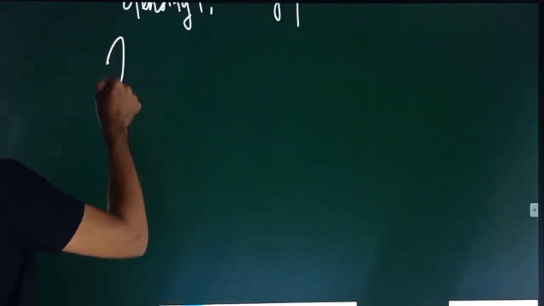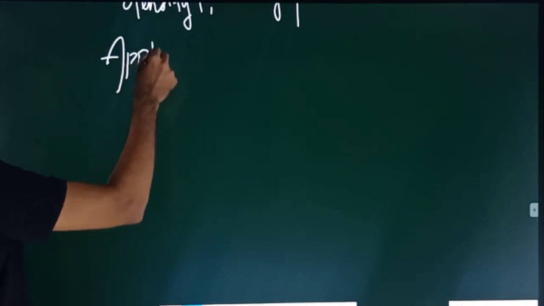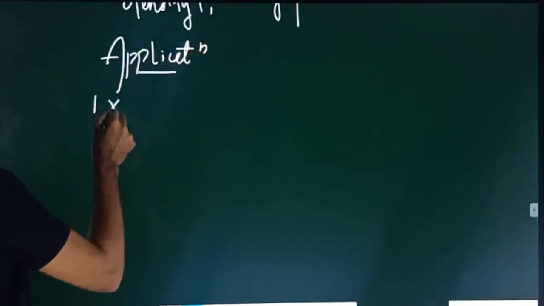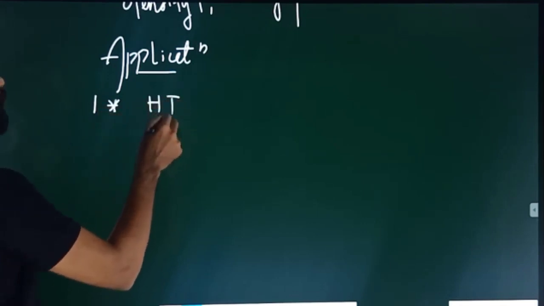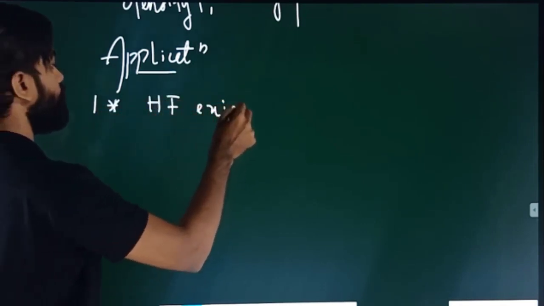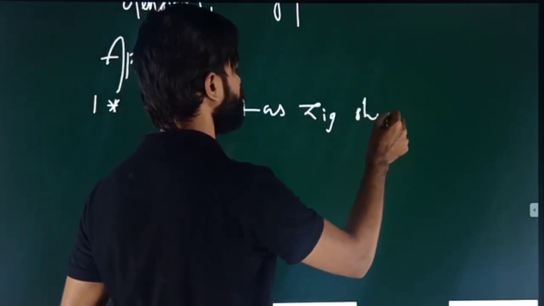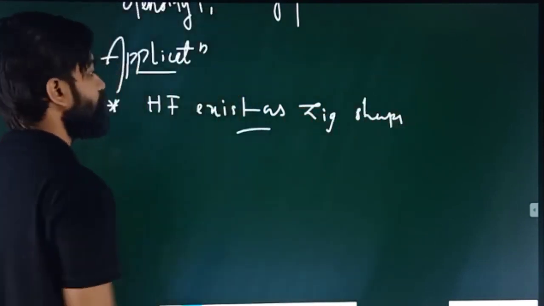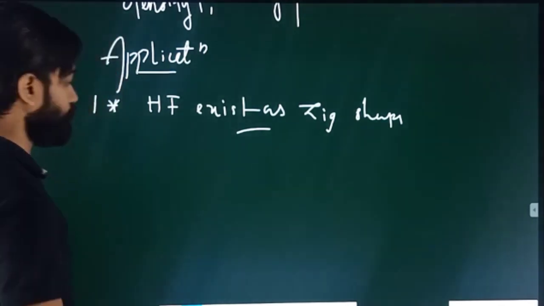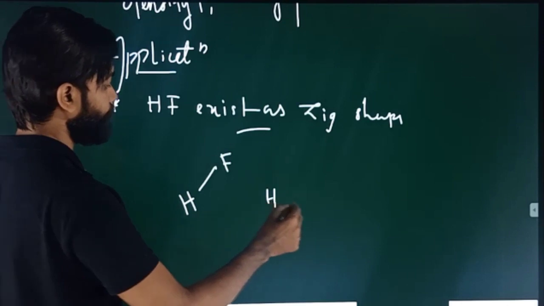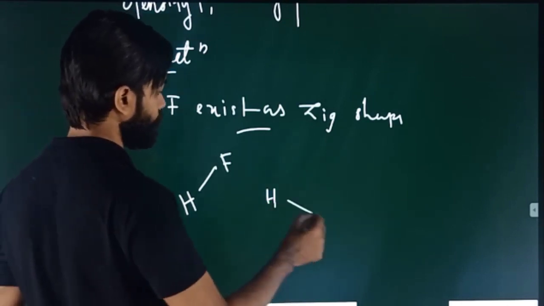So let's find some applications of hydrogen bonding. Some different applications. The first application: HF exists in a zigzag shape. HF has a zigzag shape, and that zigzag shape is like this.